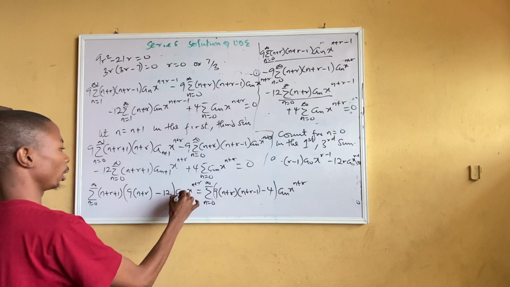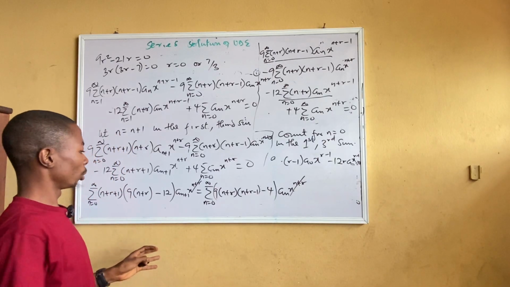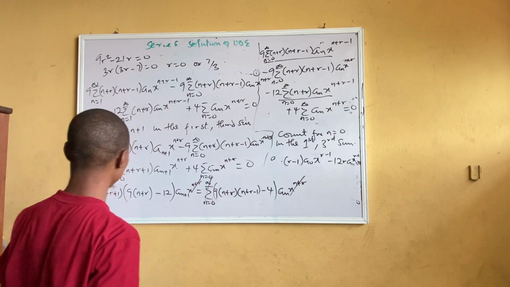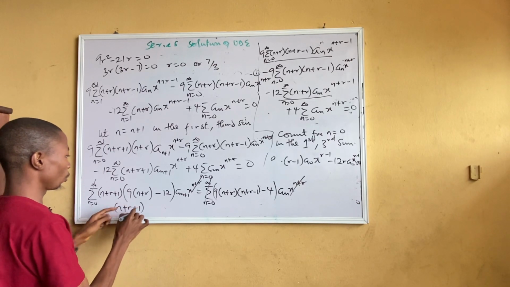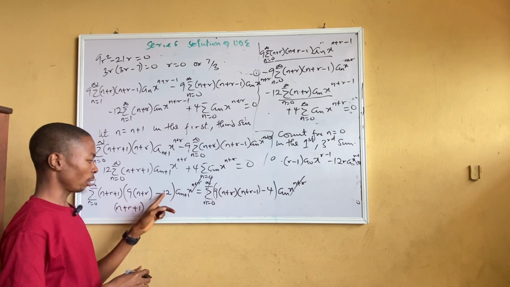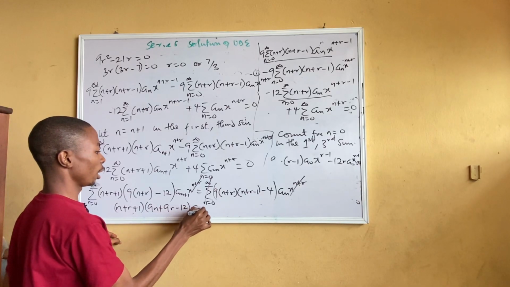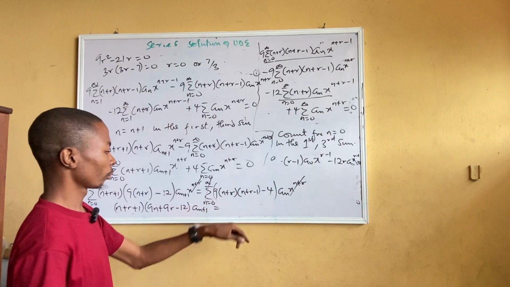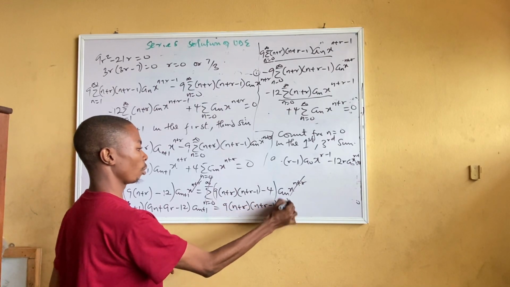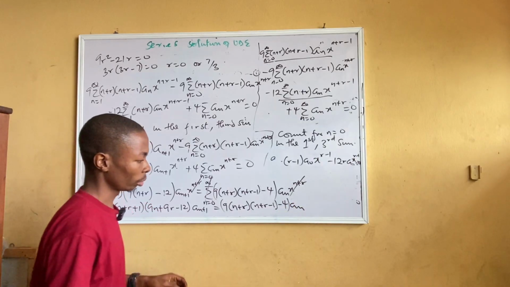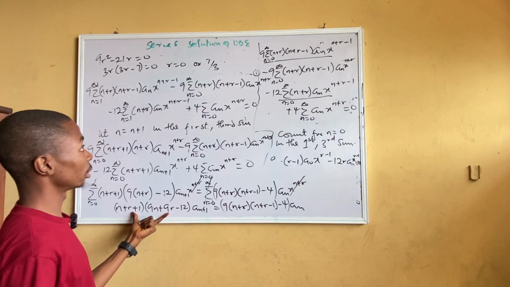So what is common now? X n plus r is common to x n plus r. They will cancel out. Summation, cancel summation. So what do we have? We have n plus r plus 1. What is 9 n plus r? That's 9n plus 9r minus 12. Okay, 9n plus 9r minus 12 of a n plus 1 is equals to 9 n plus r, n plus r minus 1 minus 4, all of them of a n. Does that make sense? Now make a n plus 1 the subject. Divide both sides by all this.